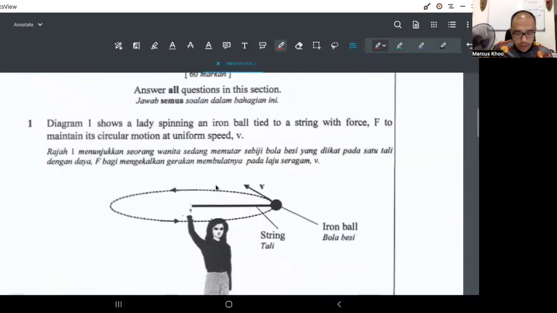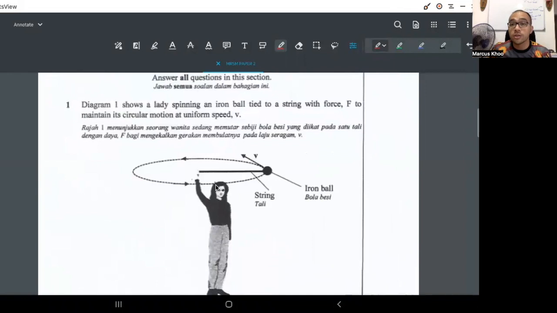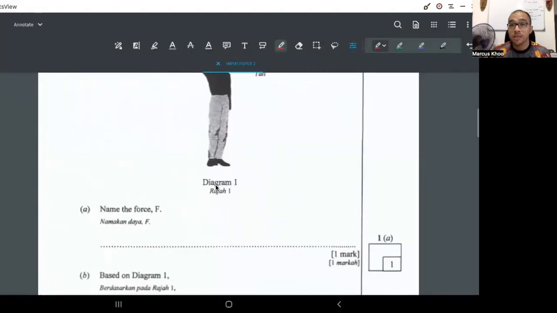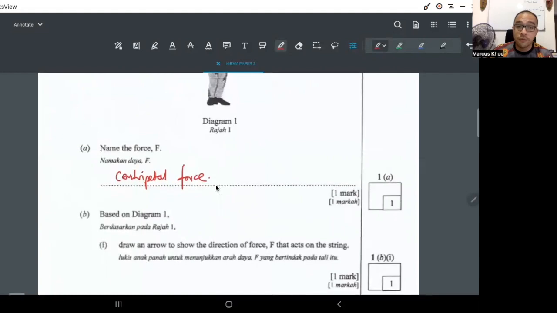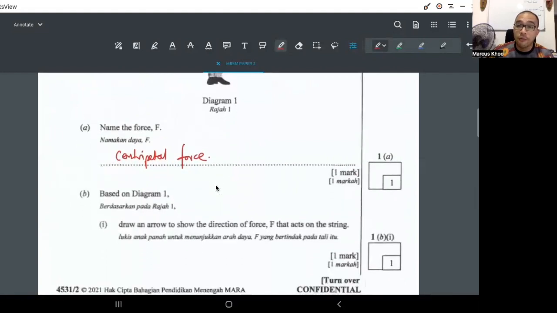So diagram 1 shows a lady spinning an iron ball tied to a string with force F to maintain its circular motion at uniform speed V. Now this is a similar question to the one that we've discussed previously with the SBP paper. And we know that the force that is involved in a circular motion is known as the centripetal force. This is standard lah. And if you remember our discussion from SBP last time, the same question again.